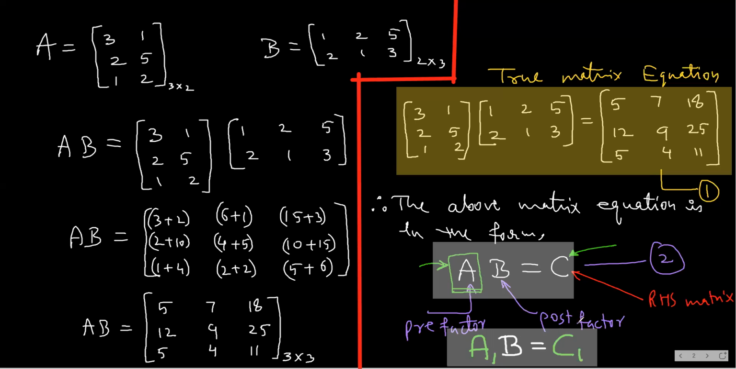What are we going to do? AB equals C is a true equation. We will bring in row transformation. We will apply that row transformation on A, and it will change A to A1. The same row transformation on C will change C to C1. And then whatever I get, A1 into B equals C1, this is also a true matrix equation.